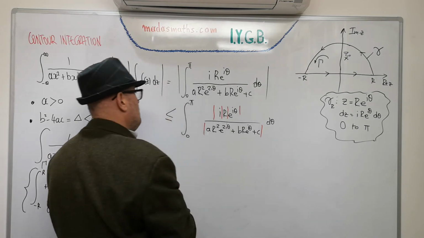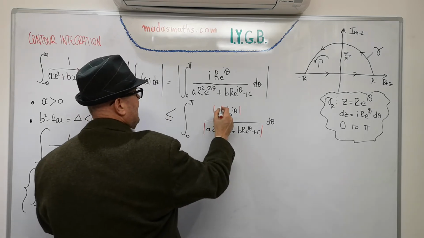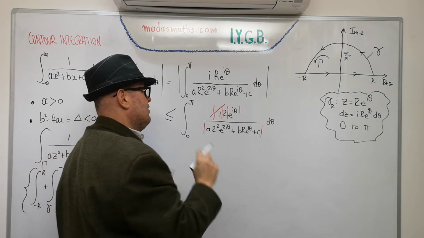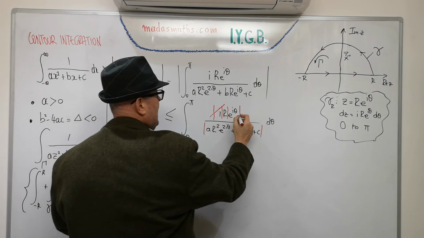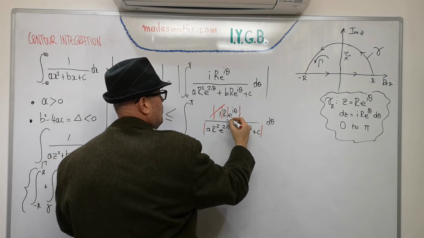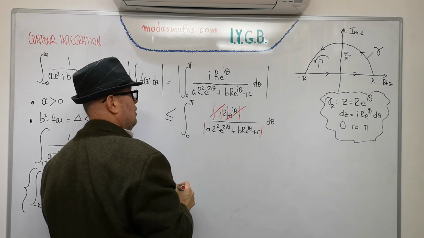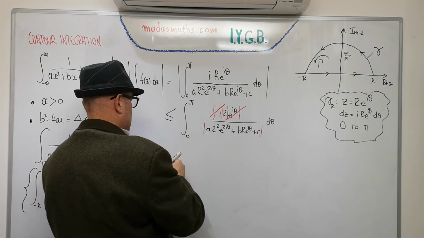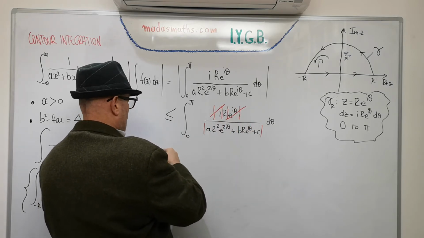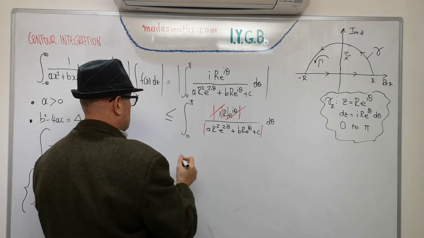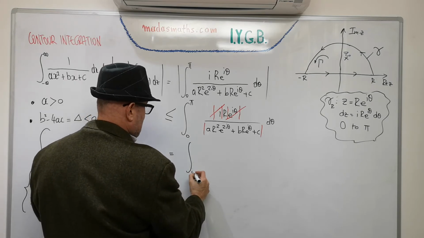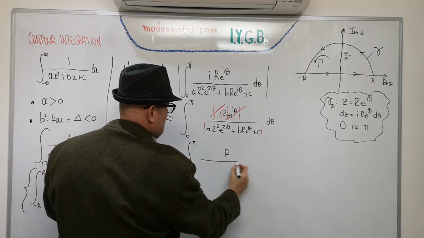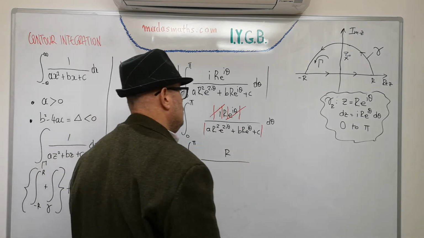Next thing on the top, the modulus of i is of course 1, and e to the i real, as we have said several times, has modulus 1. And if you look in one of the previous lectures, or you can check it yourself, is of course another 1. So the only thing that survives on the top is the mod of r, and the mod of r, a positive quantity, is simply r.